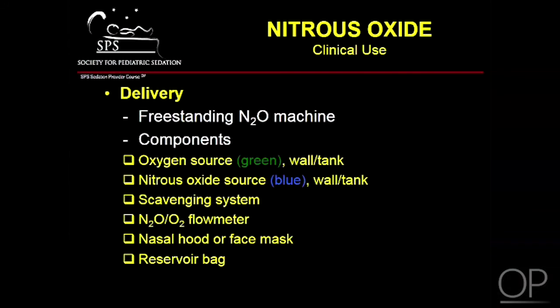Freestanding nitrous oxide machines are now readily available and very easy to use. Components of the freestanding nitrous oxide machine include an oxygen source, either from a wall or a tank, a nitrous oxide source, either from the wall or a tank, a scavenging system for removal of nitrous oxide from the environment, a nitrous oxide oxygen flow meter, a nasal hood or mask, and a reservoir bag for the gases.